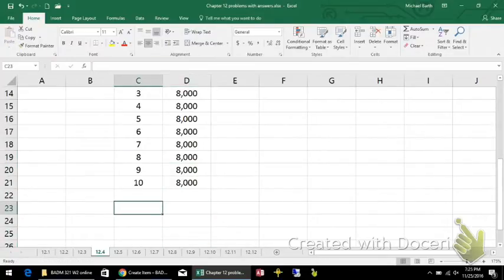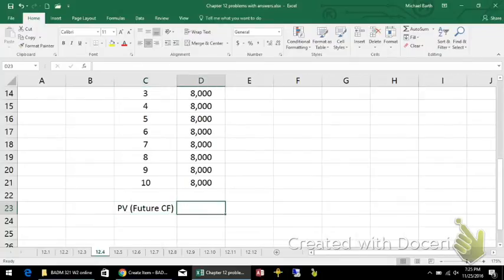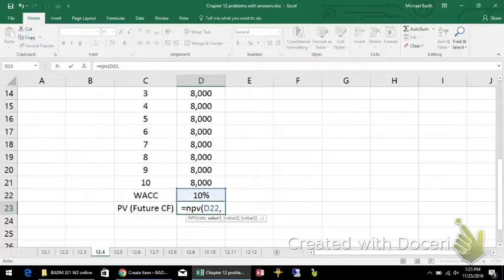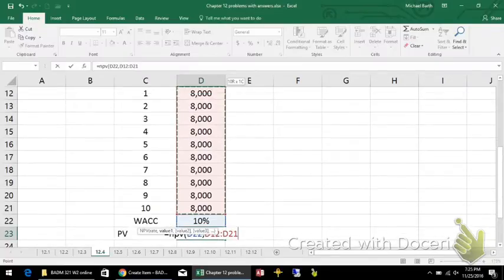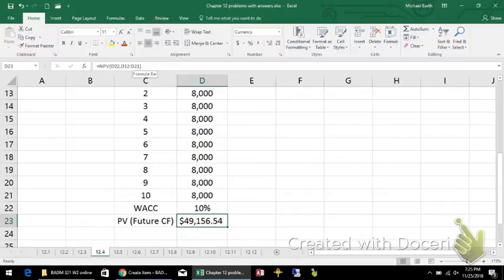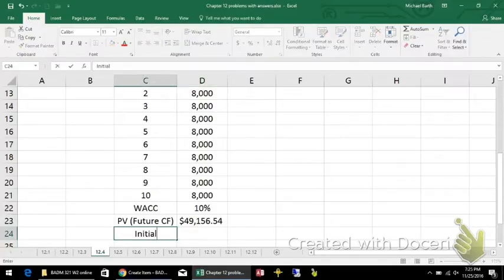If I calculate the present value of the future cash flows at a weighted average cost of capital of 10%, then that $8,000 a year for 10 years has a present value of $49,156.54. The initial outlay would be $45,000.